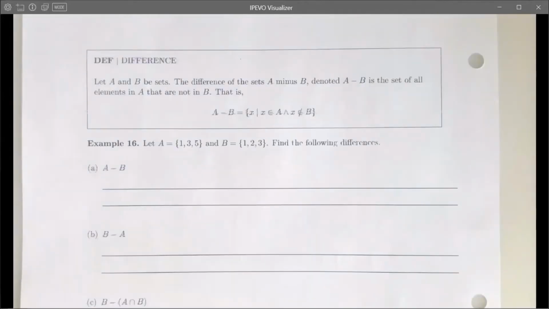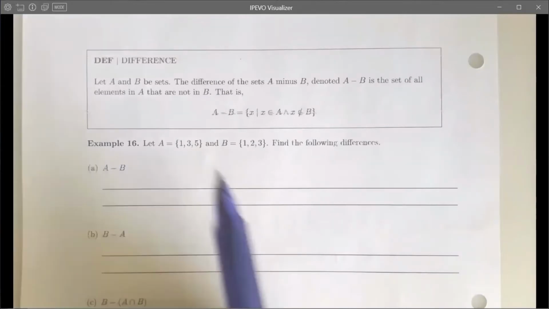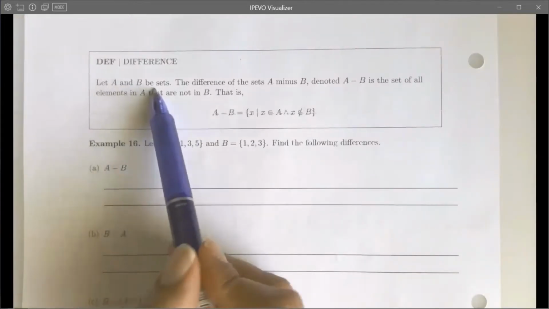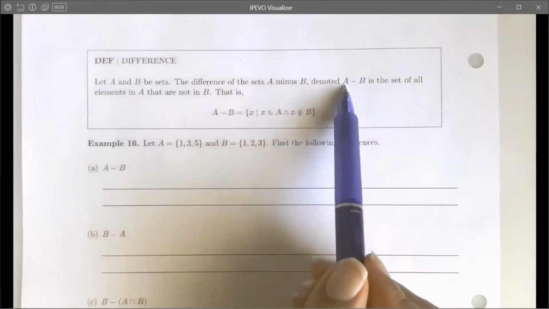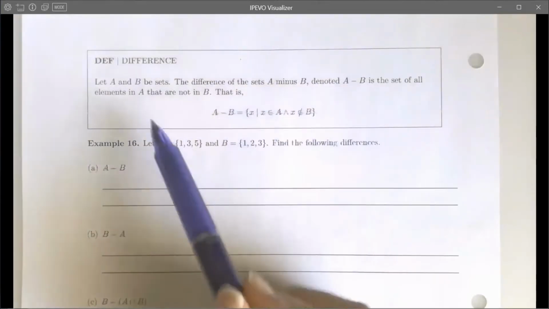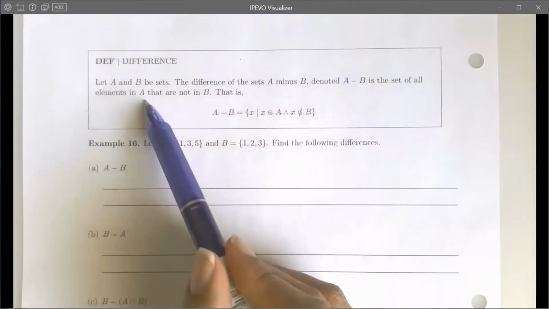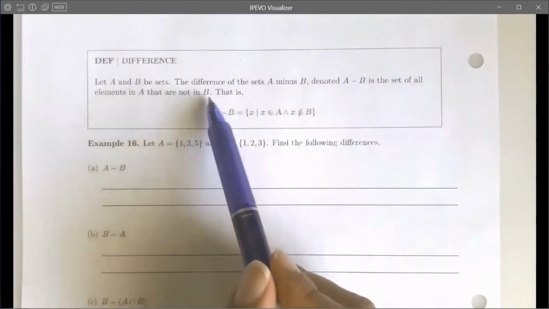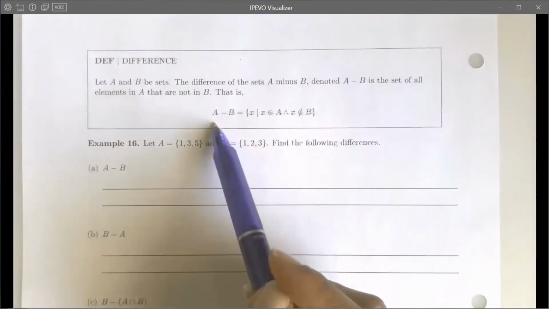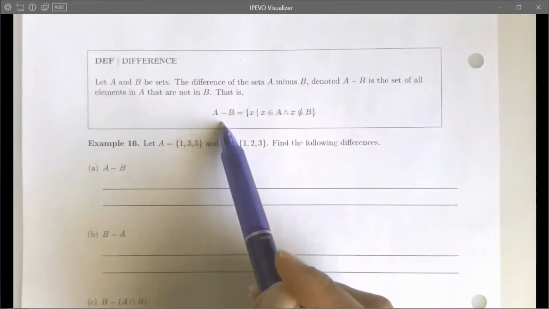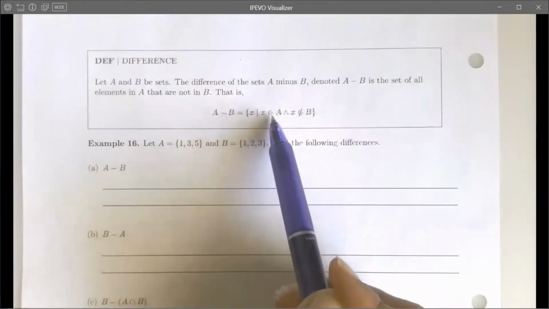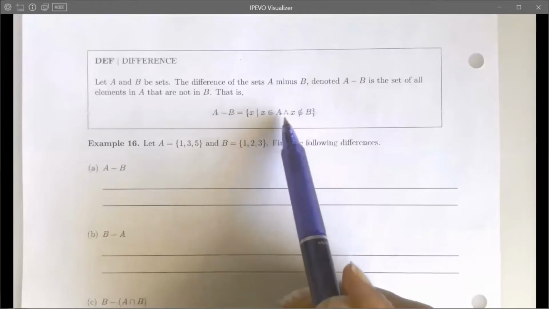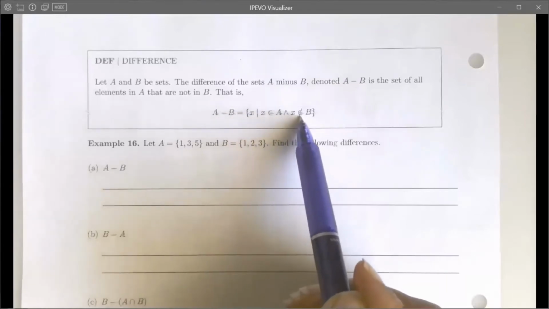Here's another operation that is defined between two sets. Again, let A and B be any sets. The difference of the sets, which is denoted as A minus B, is the set of all elements that are in A but are not found in B. So in our set builder notation, A minus B is the set of all elements such that the element is found in the set A, but the element is not found in set B.